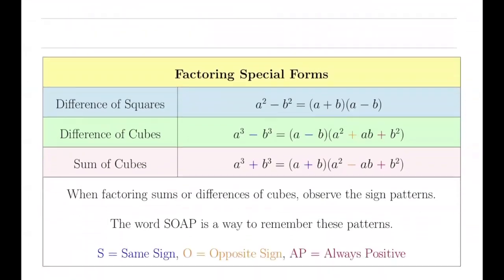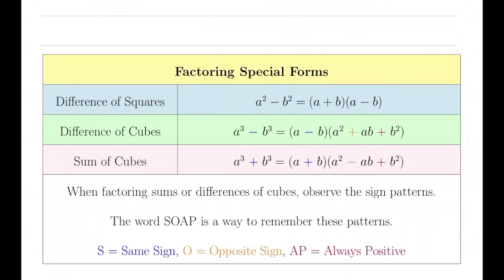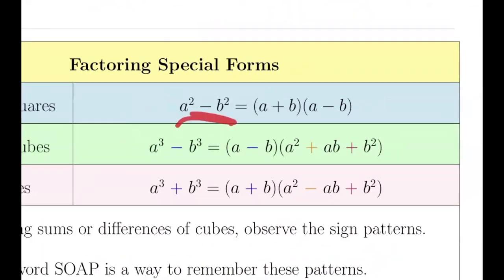So when you're factoring, there are some special patterns that may be used to get directly to the answer without going through the entire factoring process. So when you have a difference of squares, that's a squared minus b squared, that equals a plus b times a minus b. You can use what we did earlier and find two numbers that multiply to c and add to b, but this formula will get you straight to the answer.